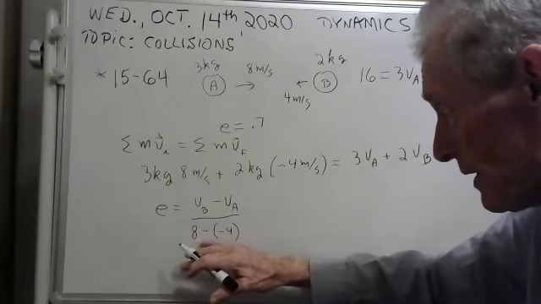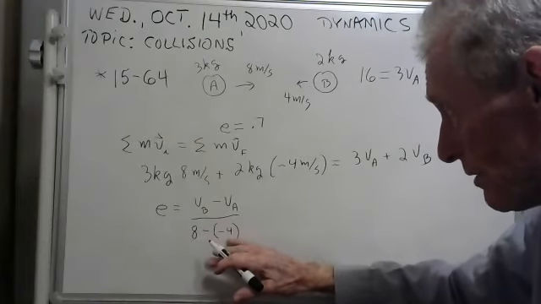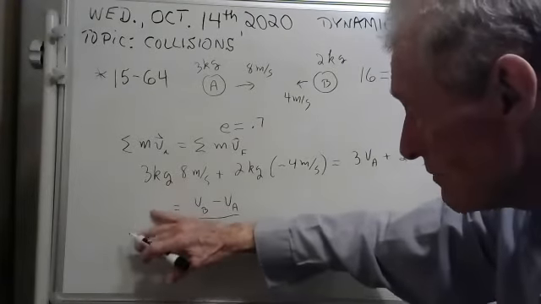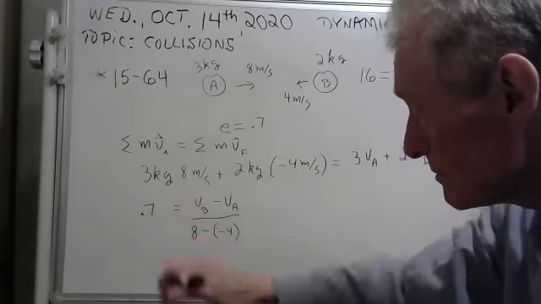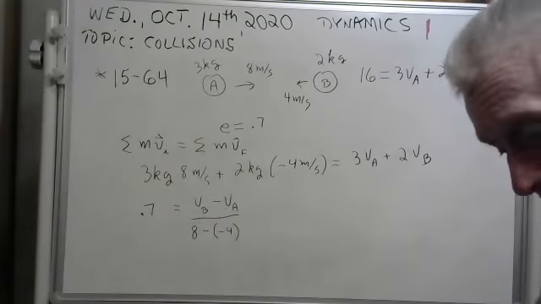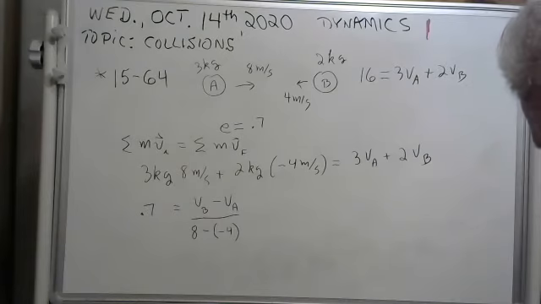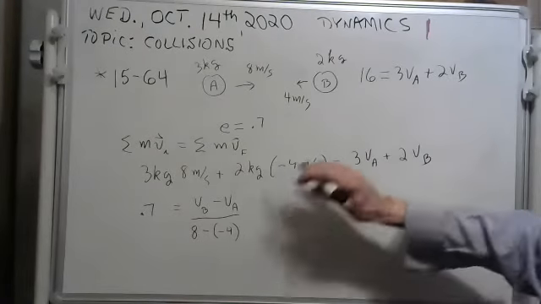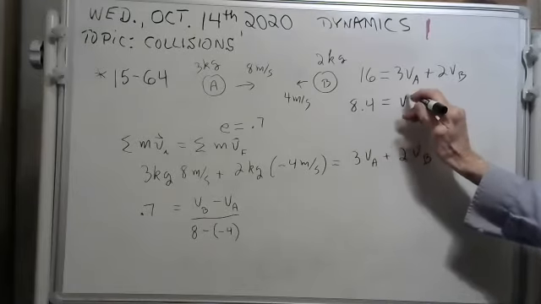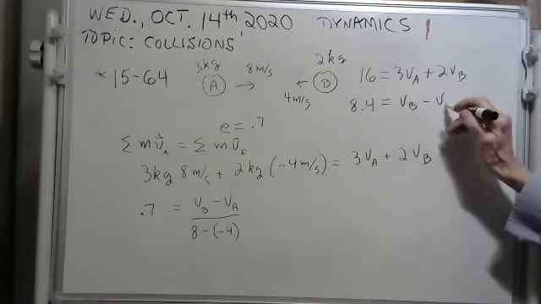Now, this one here, you got 8 subtract a negative 4. That makes 12, you know what? And this is 0.7. They gave us that. Wasn't that nice? What's 0.7 times 12? Hang on. 12 times 0.7. I'm getting 8.4. So this equation here is 8.4 equals VB minus VA.